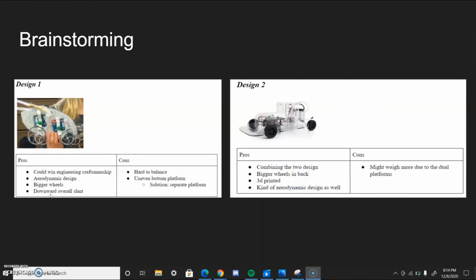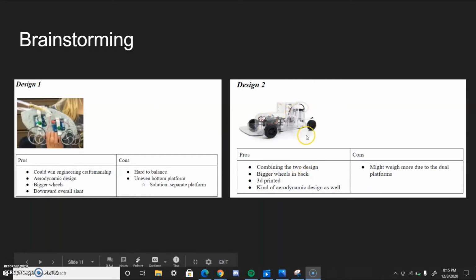So during the brainstorming process, we thought of two potential designs by doing some research online. The design on the left, here's the picture. This is the first design we thought of. It's a leaf-shaped design where the fuel cells are vertically mounted, and we analyzed the pros and cons of the design, and we concluded that this design is good because it's aerodynamic and it has bigger wheels, but it also may be problematic because it's hard to balance.